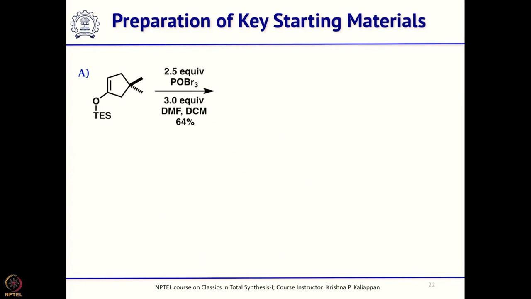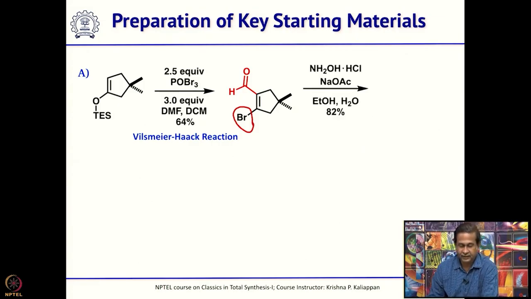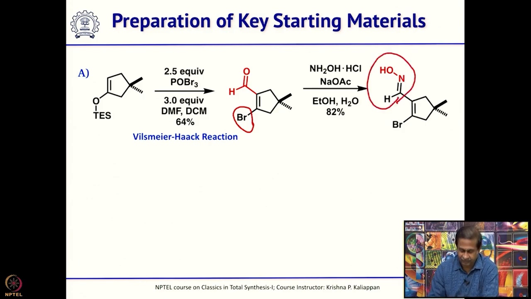First, you can start with the corresponding ketone, or you can make it as the enol ether. Basically what you are doing is a Vilsmeier-Haack reaction. Treat with POBr3 and DMF, and you get this alpha beta unsaturated aldehyde with a bromine atom at the beta position. It's a standard Vilsmeier-Haack reaction. Okay. Only thing is the ketone, you start with the enol ether. Then once you have the aldehyde, convert that into oxime simply by treating with hydroxylamine, you get the corresponding oxime.